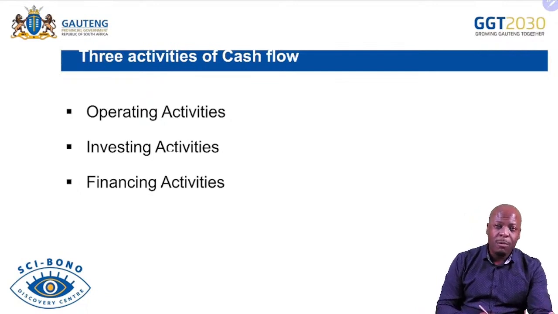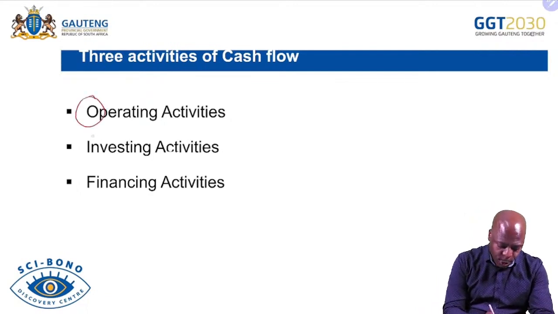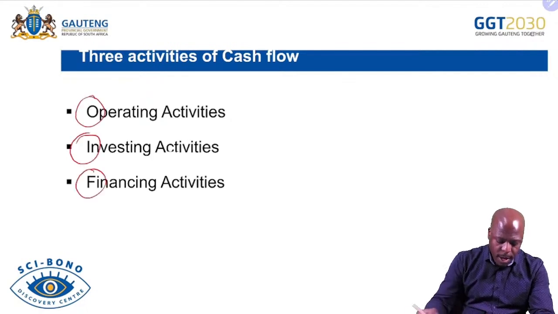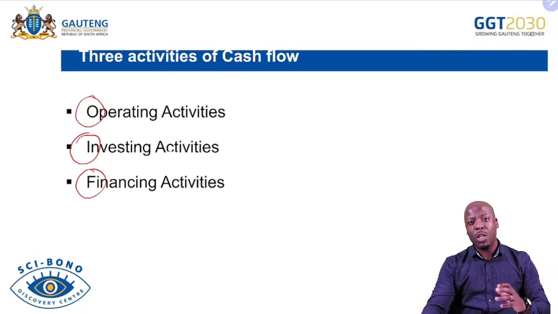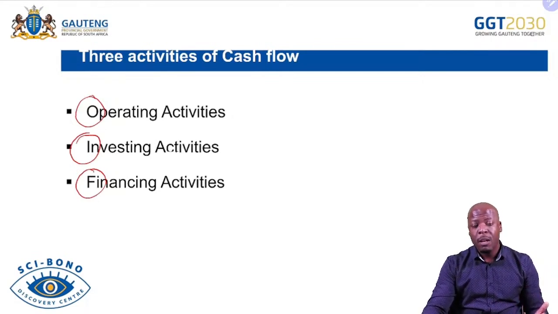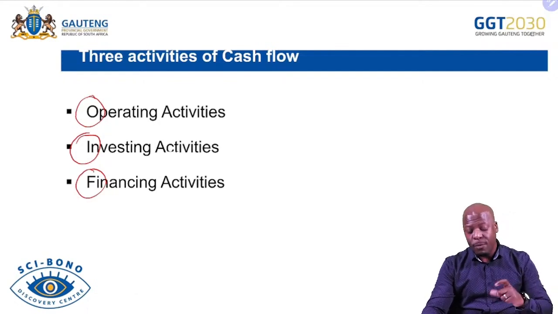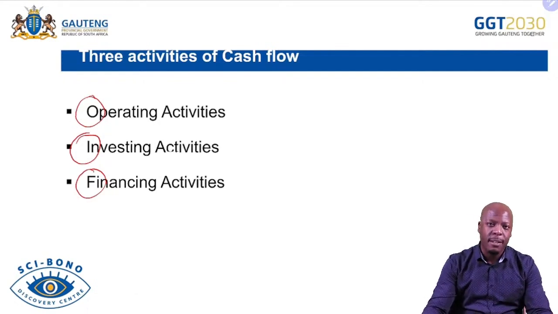In other words, if you're preparing your cash flow statement, you need to know your OIF, your O, your I, and the F. In other words, it has three parts which are broken down, which I'm going to explain today. The first part is your operating activities. These are the operations of the business, okay? That is your O.